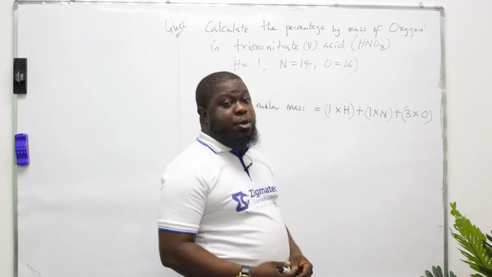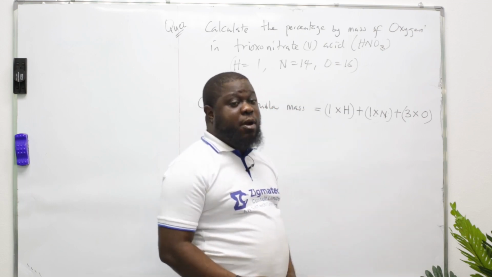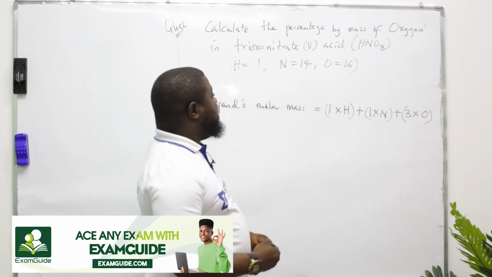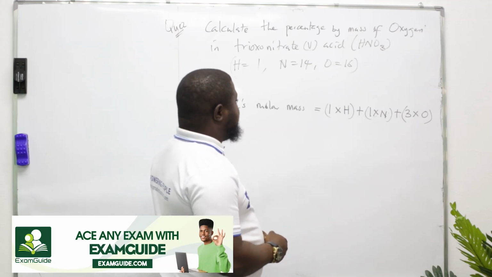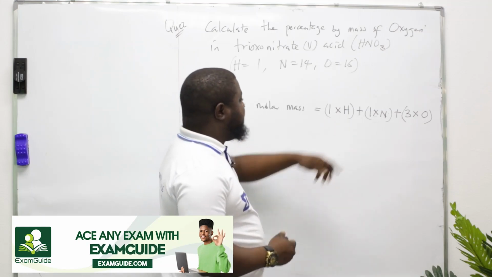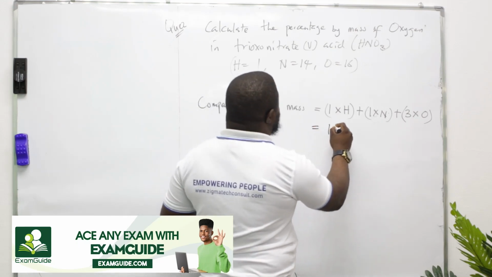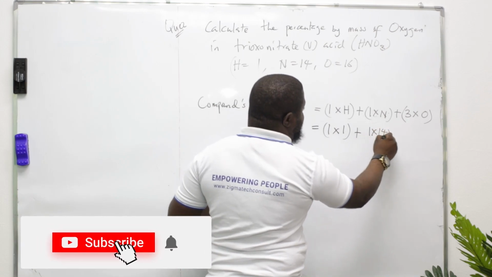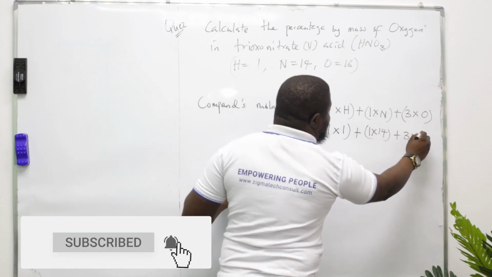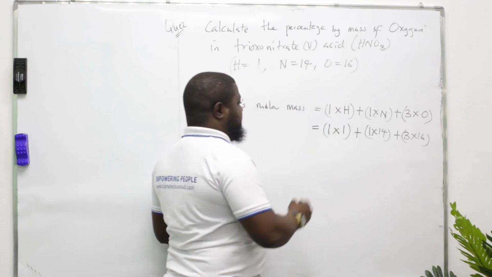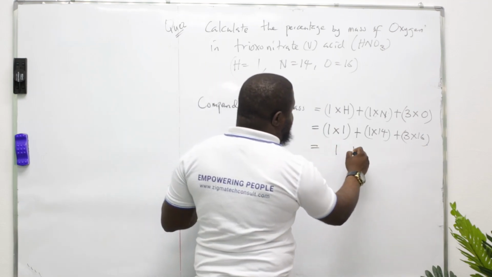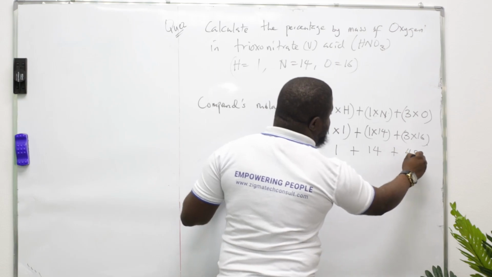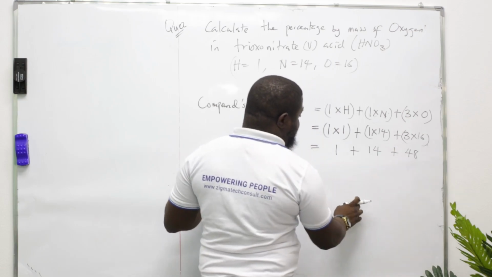Nitrogen has 1 atom. You multiply the number of atoms by the mass number, which is 14, and hydrogen has 1. You multiply it, which is 1. So coming to this, it will give you 1 times H, which is equal to 1 times 1 plus 1 times 14 plus 3 times 16. Now 1 times 1 is 1 plus 14 plus 48. 32 plus 16 is 48.